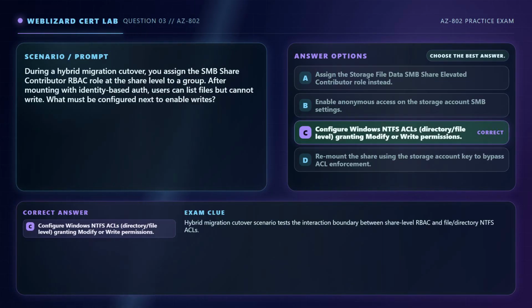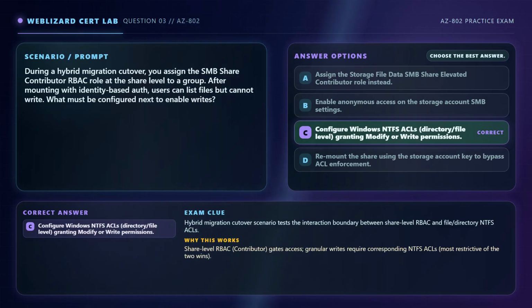The correct answer is C. Configure Windows NTFS ACLs, directory or file level, granting modify or write permissions. Share-level RBAC, contributor, gates access. Granular writes require corresponding NTFS ACLs. Most restrictive of the two wins. Hybrid migration cutover scenario tests the interaction boundary between share-level RBAC and file or directory NTFS ACLs.